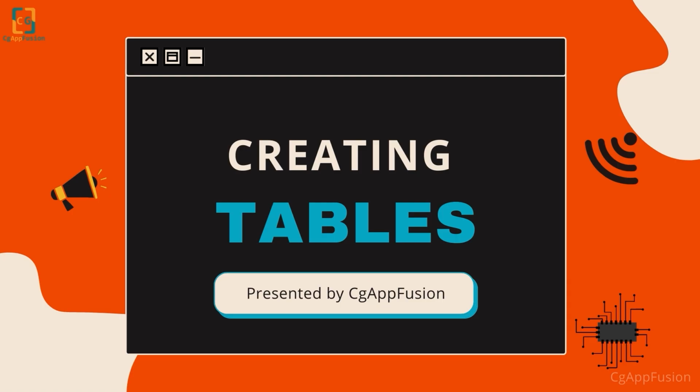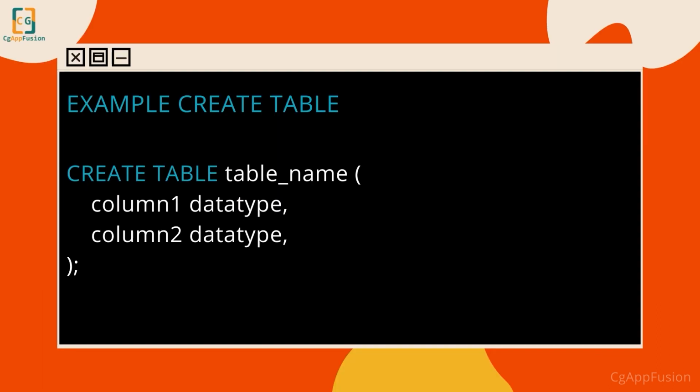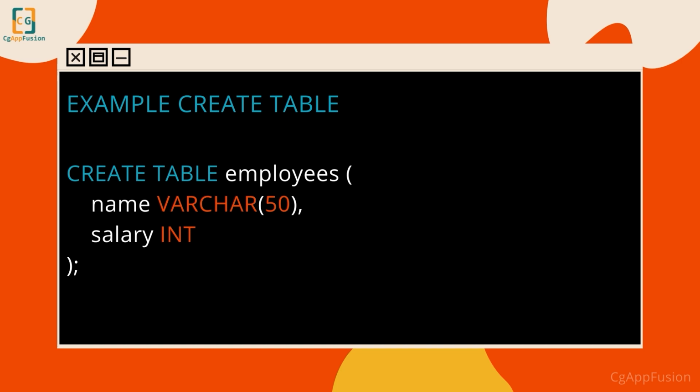Welcome back. We have talked a lot about tables and data types. So now we are ready to create our first table. So let's look at the syntax for creating the table. To create a new table, we specify the table name and we specify the column name with the corresponding data type. So this code would look like this: create table employees, open parentheses, name varchar, open parentheses 50, close parentheses, comma, salary int, close parentheses, semicolon.